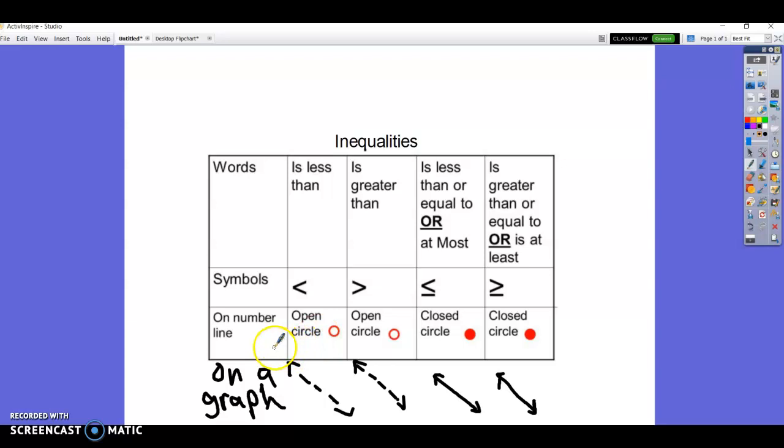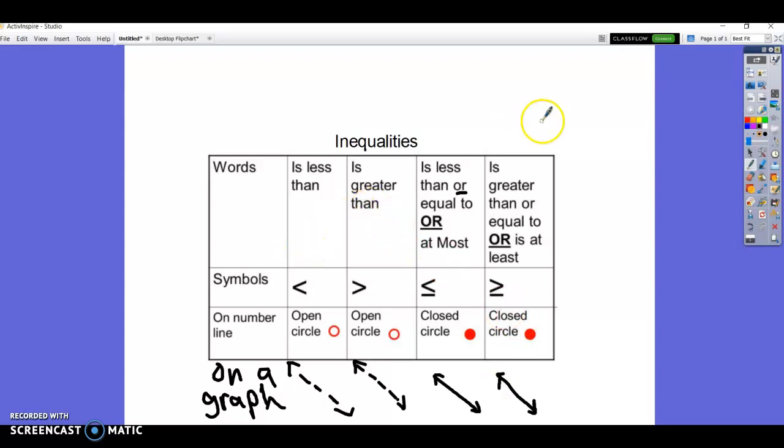So if you're on a number line, these would be open circles because the point is not included in the answer. For less than or equal to, that "or equal to" means the circle is included, or the point on the graph is included. We're looking at a graph instead of a number line, so the open circles would now be dashed lines, and the closed circles will be solid lines. So just make a note.